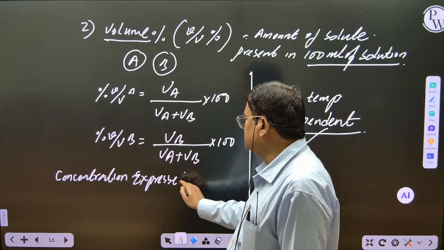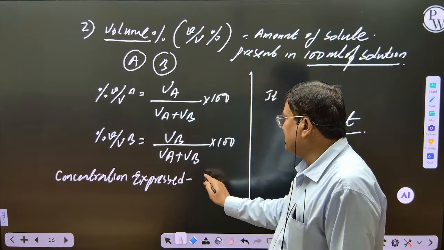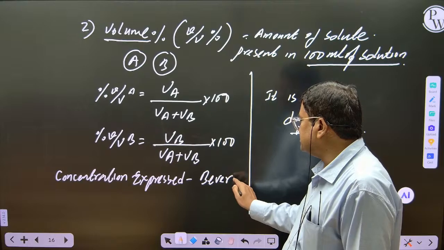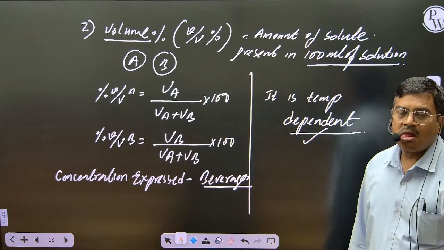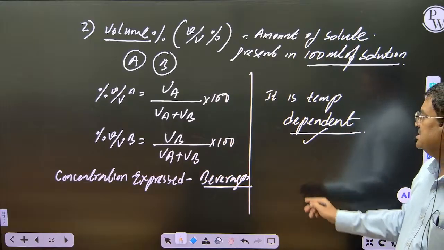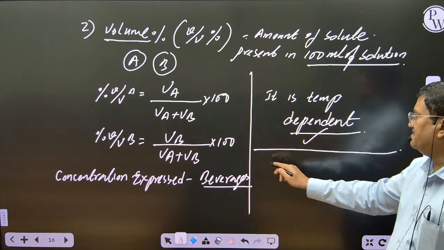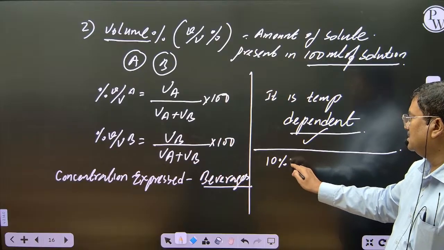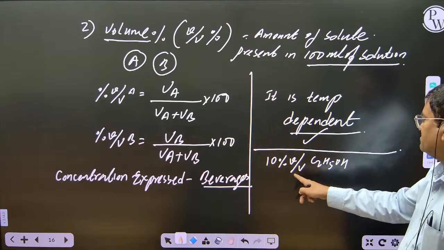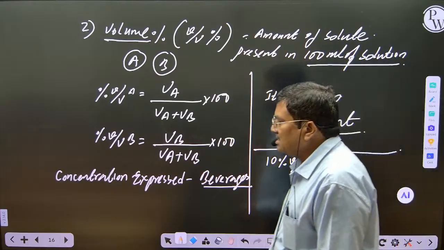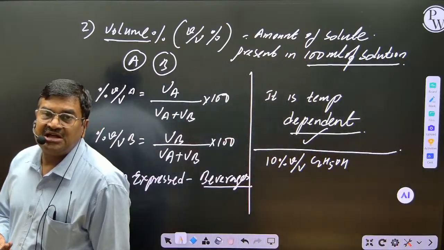Beverages means what? You know, beers, champagnes. In beverages, generally we express this concentration. Understood, friend? And see here I am giving one statement, 10% V by V ethyl alcohol. So in textbooks you will observe this type of representation. Now tell me, what does 10% V by V ethanol mean?